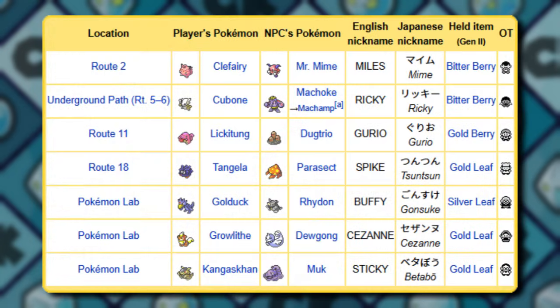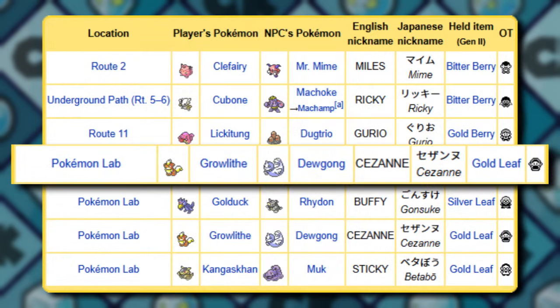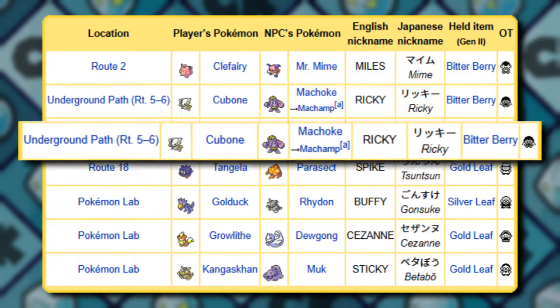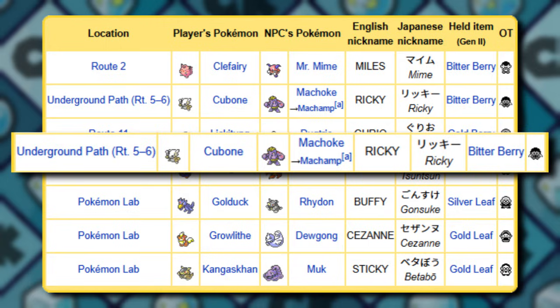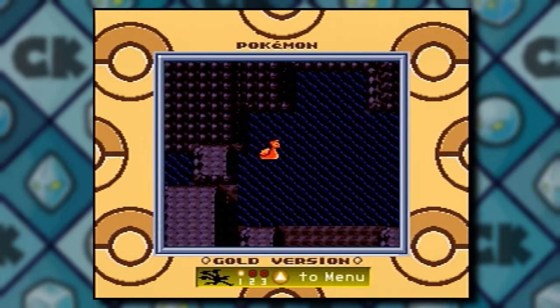For Dugtrio, there's a trade in Yellow version that only requires a Growlithe, which can be found on Route 8 in Red or the Japanese version of Blue. For Machamp, there's a trade in Yellow that needs a Cubone, which can be found at the Safari Zone at levels 16 and 19. That just leaves Seadra.